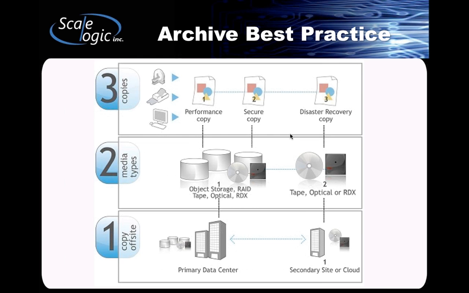We're going to talk about 3-2-1, archive best practices. It's 3 copies of your data on 2 types of media and at least 1 copy that's kept off-site for disaster recovery.